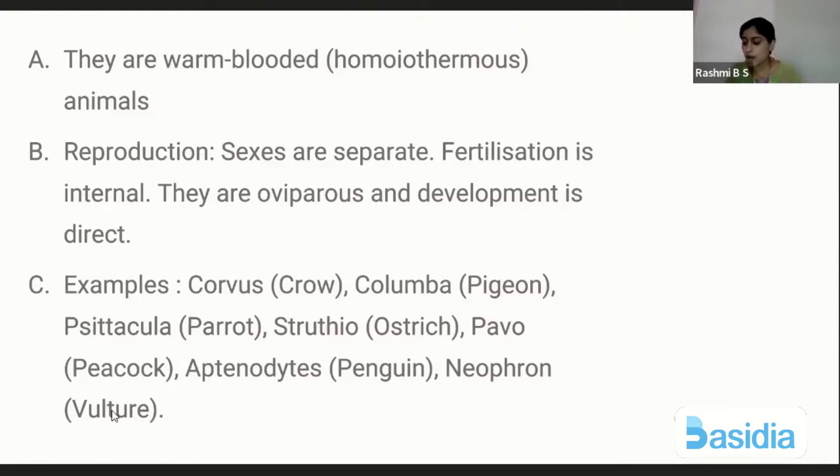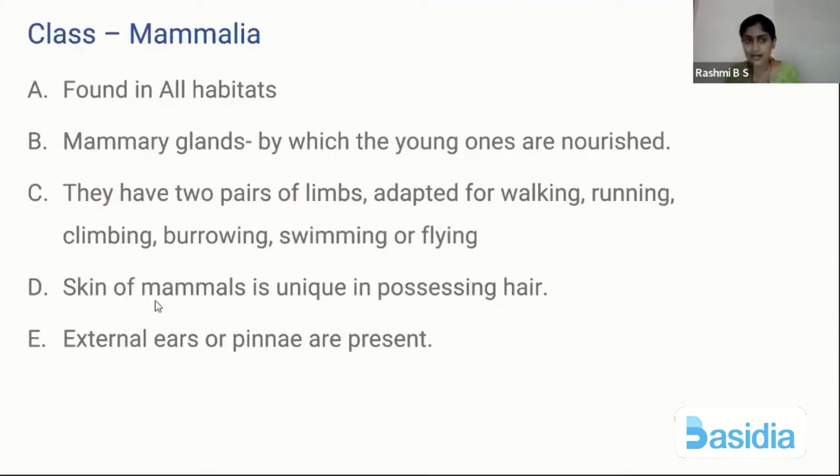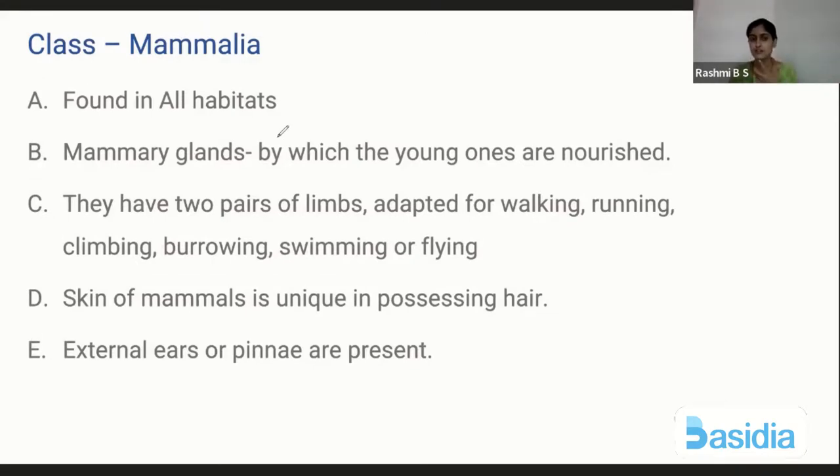Okay, so now the last part of this chapter, that is mammals. Mammals are highly evolved animals. That's why you get to see mammals in all habitats: water, desert, land, and so on, right? The unique feature of these mammals is mammary glands. They have a placenta to nourish the babies when the babies are inside the womb. And once babies are delivered, they have mammary glands for nourishment.